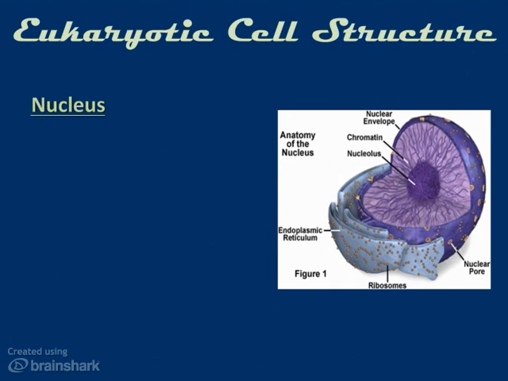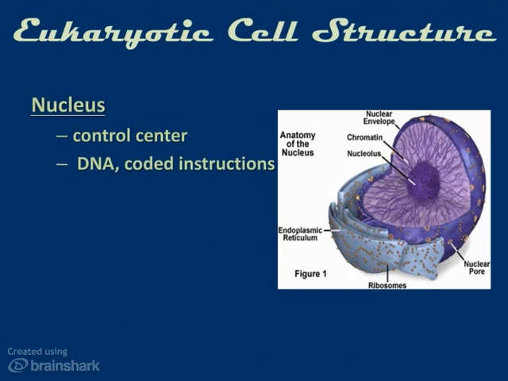So let's take a look at the inside of the cell. We'll start in the very center and move out. So first let's look at the nucleus. It's the control center of the cell. It contains DNA and coded instructions for making proteins and other important molecules. While most pictures show the nucleus in the center of the cell, it can be anywhere in the cell at all, or not present at all, as in red blood cells.